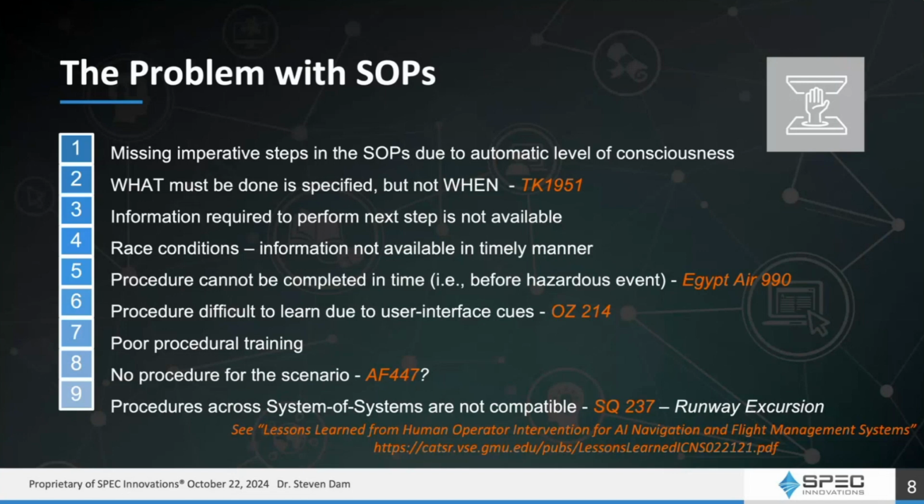And of course, no procedure for the scenario that happens, right? And they have a scenario that was never anticipated. So there's a problem. And of course, that's lack of analysis, that people haven't done a sufficient analysis of the different possibilities. And of course, it's almost impossible to develop all situations, but we can do a better job. Okay. And procedures across the system of systems are not compatible. Again, that can be a problem.